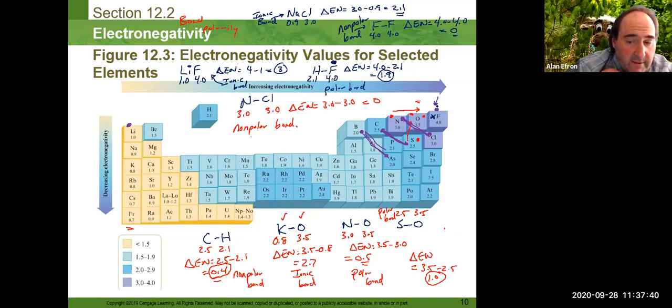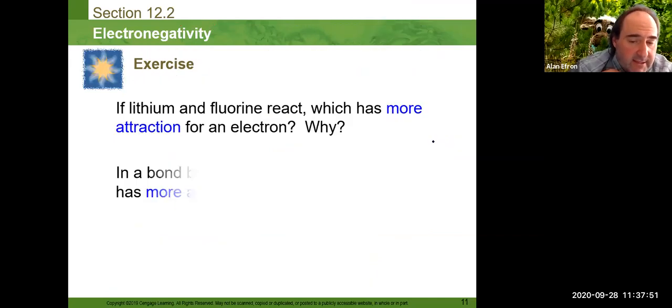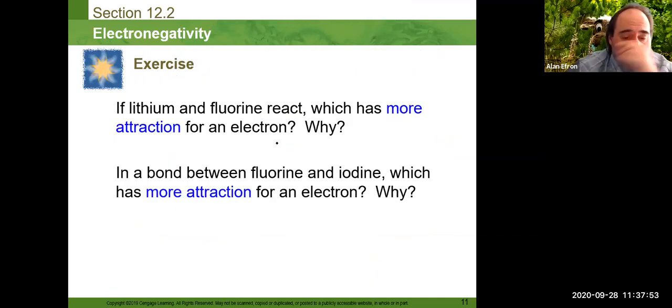And between fluorine and iodine, as we can see here, they're in the same group. Fluorine is higher in the group, and we would also expect fluorine to be attracted greater than iodine. So in both cases, fluorine is our winner. It is the most electronegative because of its location on the periodic table. It is as far up and to the right as you could go in terms of increase in electronegativity.